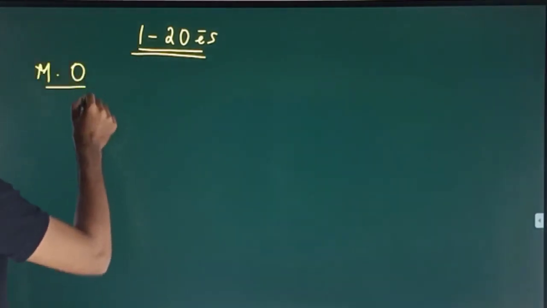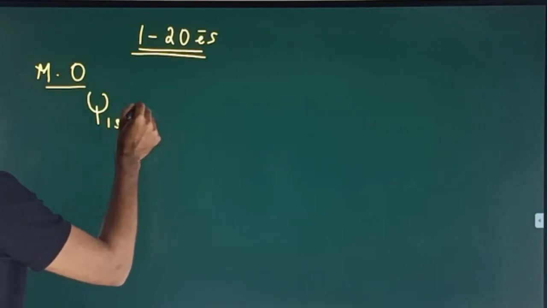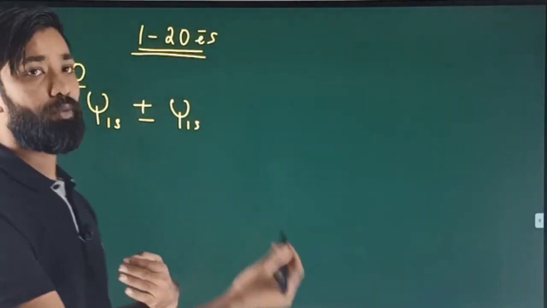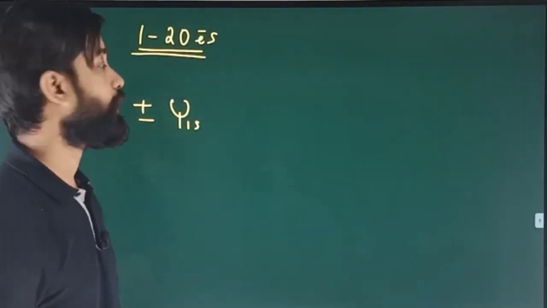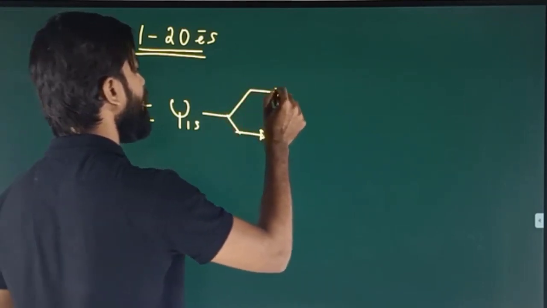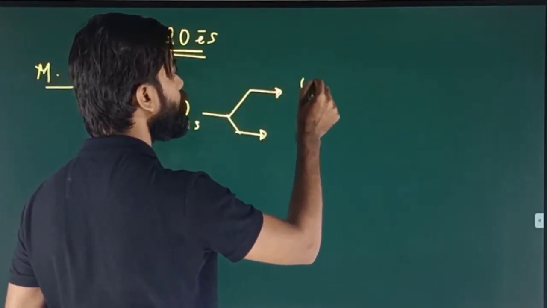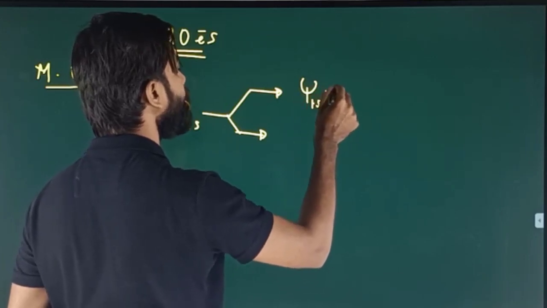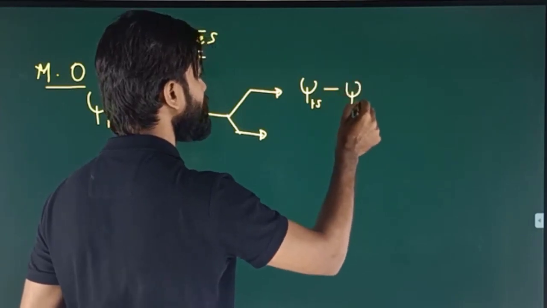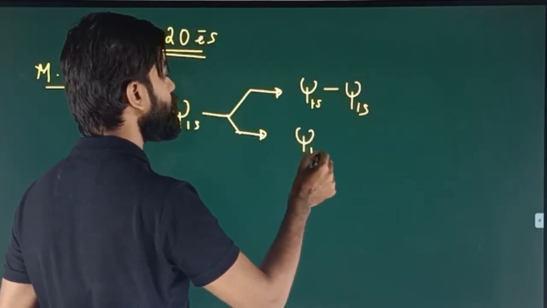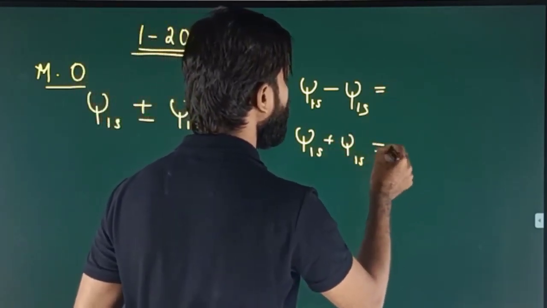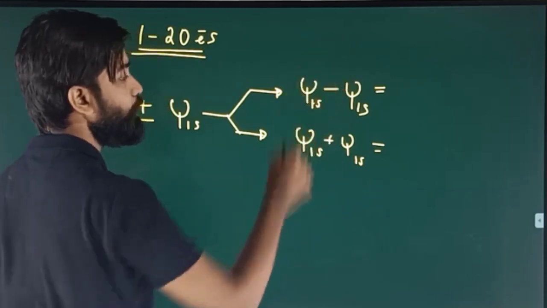Okay, so if psi 1s combines with another psi 1s, another atomic orbital of another 1s, then there forms an additive combination, psi 1s plus psi 1s, or a subtractive combination, psi 1s minus psi 1s. The additive combination is the bonding 1s and this is the antibonding 1s.